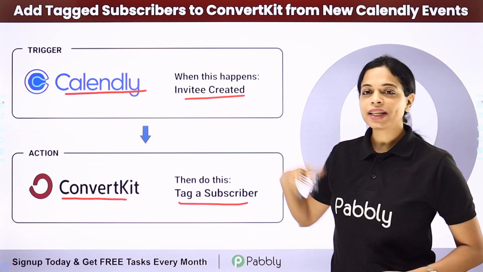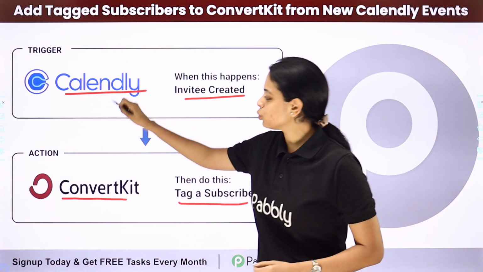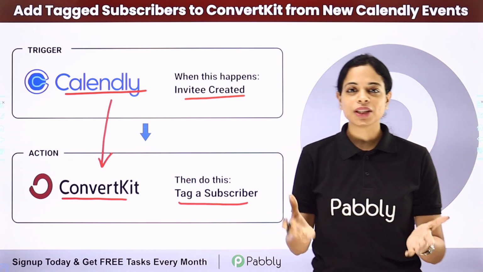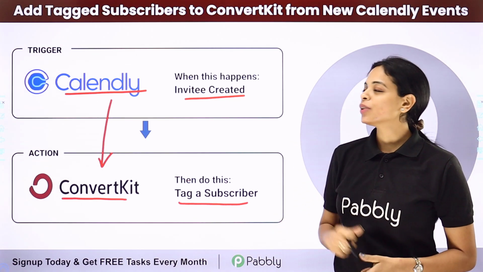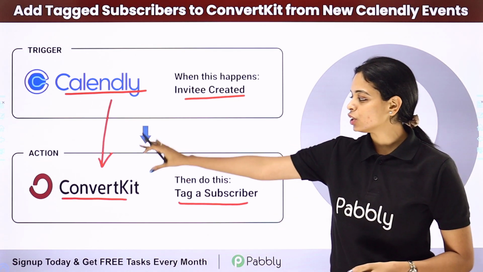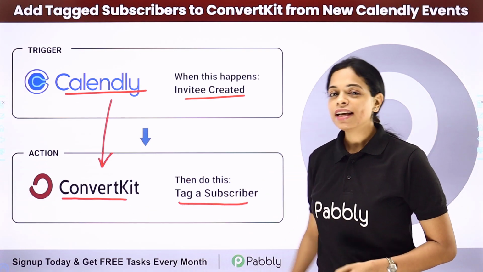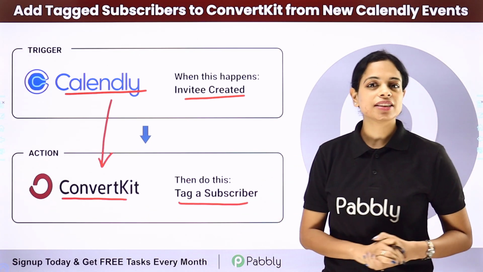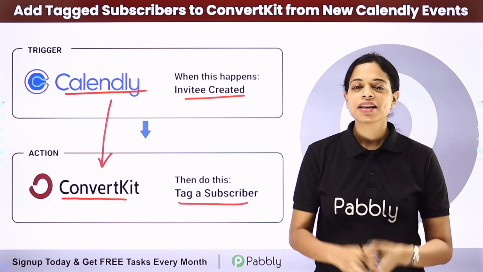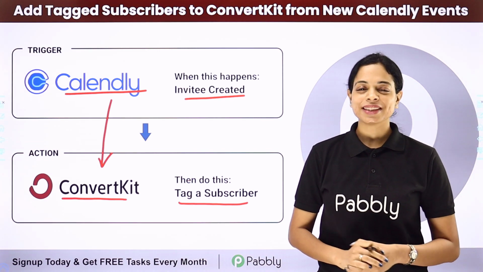For this, you will have to set up some integration between the two applications, and the same thing can be done using Pabbly Connect software. Here, your trigger application would be Calendly and your action application would be ConvertKit. Now, how can you do this yourself, integrate and automate this entire process? To understand that, let me take you to my screen.